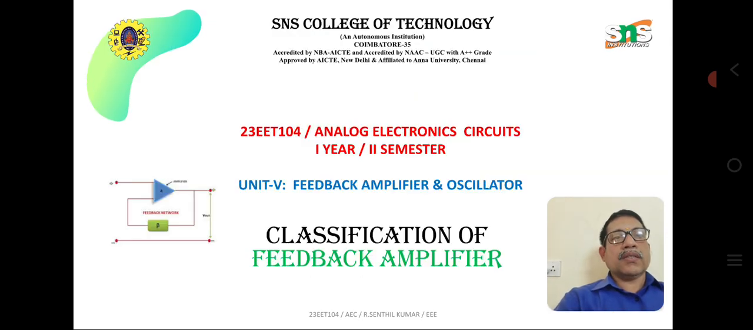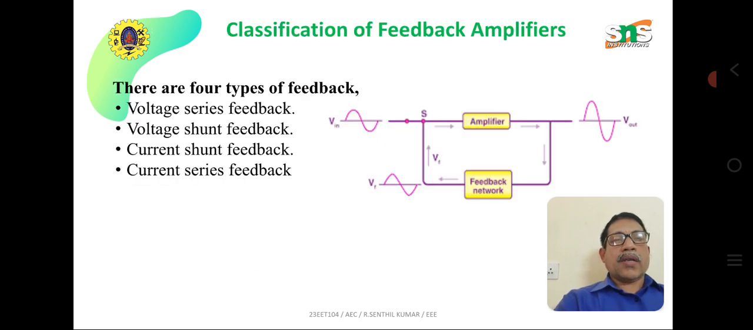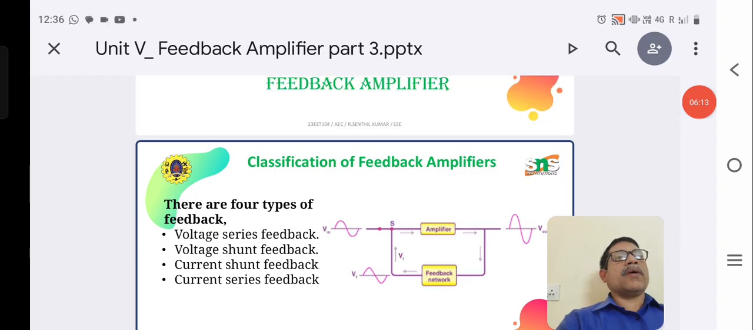Now, in the next video series, let me discuss the classification of feedback amplifiers. Since they are utilized for amplification purposes, there are 4 classifications: voltage series, voltage shunt, current series, and current shunt feedback amplifiers. Let me discuss the 4 types of classification of feedback amplifiers in detail in the next video. Thank you for patient listening.